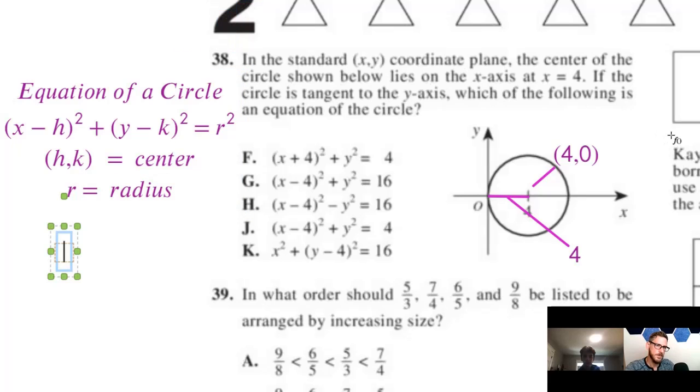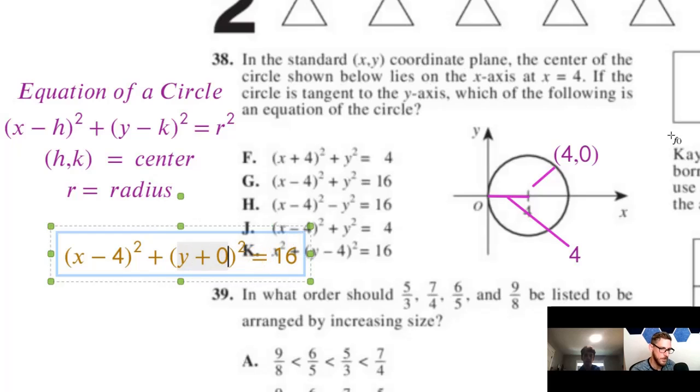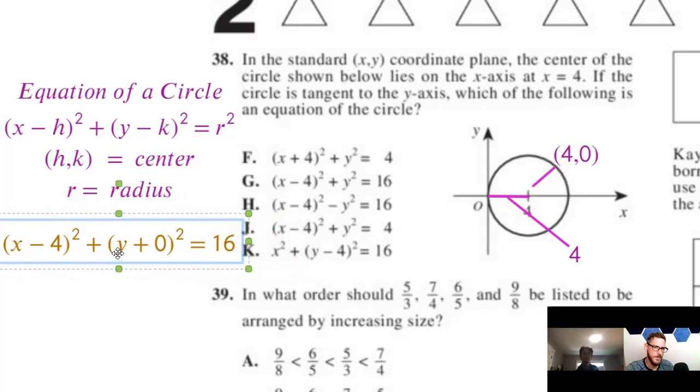Go ahead. So it equals 16 at the end, and then it would be x minus 4, squared, plus y squared. Why just y squared? What's k? 0. Right, so y plus 0, which means we can just drop it, so it just ends up being y squared. Great. So there's our equation. So that is what? G.